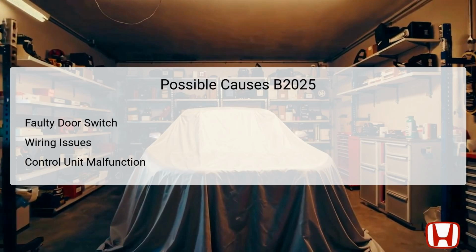Several factors can lead to DTC B2025 being triggered in the Honda Odyssey. A faulty left power sliding door switch is a primary suspect. If the switch itself is not functioning correctly, it will not send the correct signals. Additionally, wiring issues could be the culprit, specifically short circuits or broken connections between the switch and the control unit. Lastly, a malfunctioning left power sliding door control unit may fail to interpret signals from the switch properly. Each of these causes should be evaluated during the diagnostic process to pinpoint the exact issue affecting the door's operation.